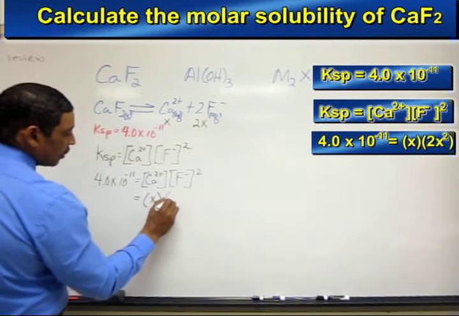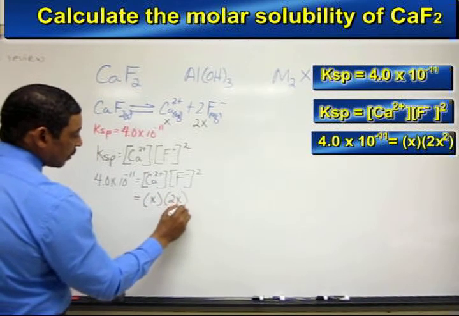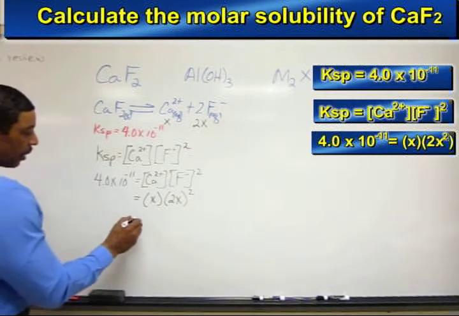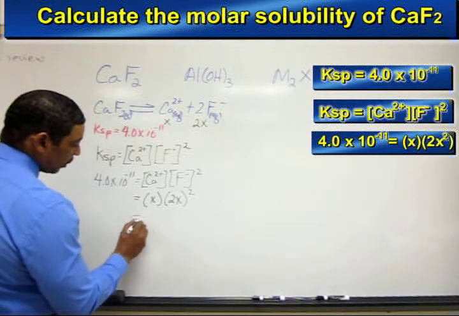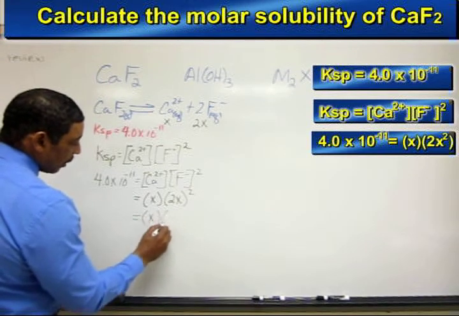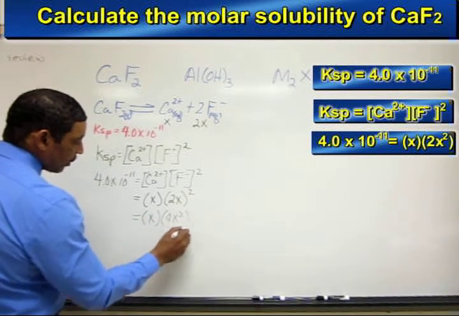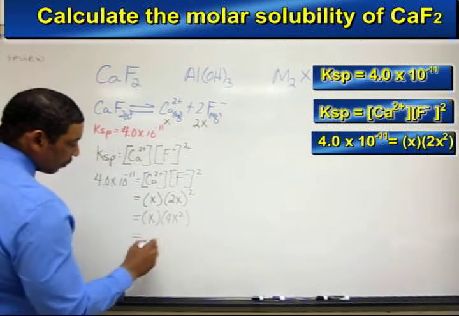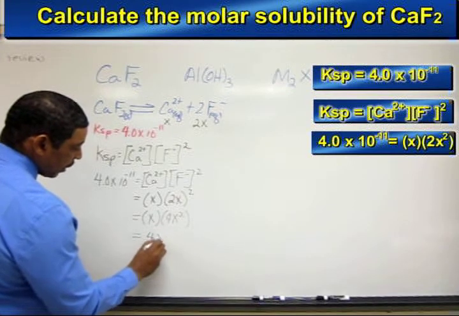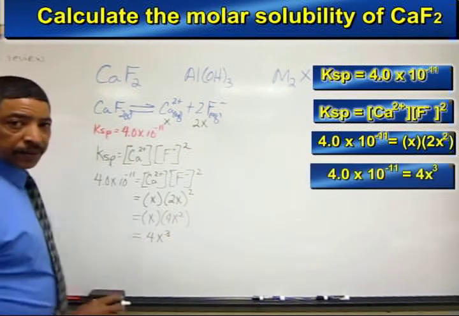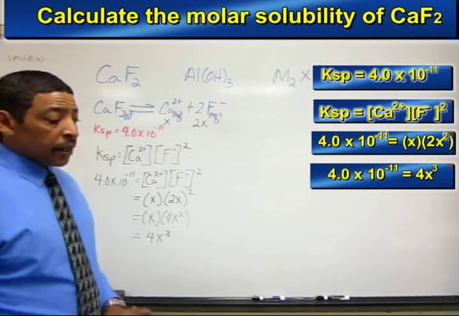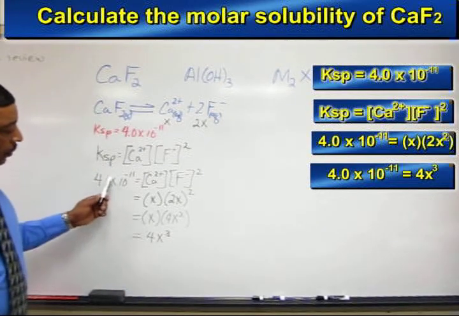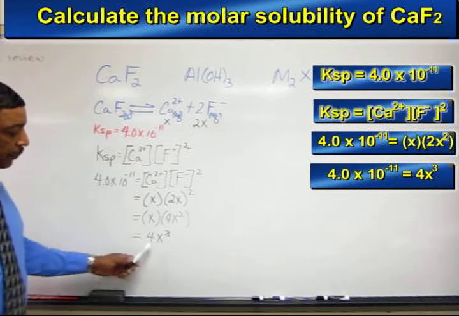x and 2x squared. Now we may simplify the parentheses, where simplifying the parentheses will give us 4x squared. Multiplying through will generate the following, where x times 4x squared is equal to 4x cubed. So what do we have so far? Well, we have 4.0 times 10 to the negative 11 is equal to 4x cubed.